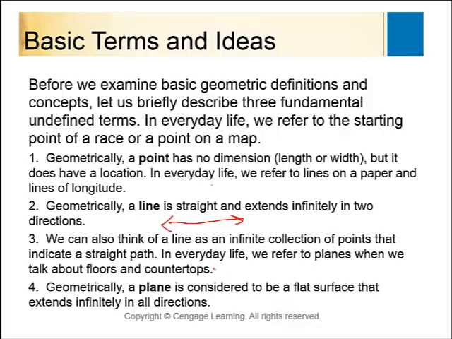A line is a bunch of points, and so this line here is a bunch of points, like machine gun fire, all really close to each other, and then there's points in between those points and points in between those points. So that's what it means to be an infinite collection of points. A plane is a flat surface like a floor or a countertop, and it extends in all directions as well.